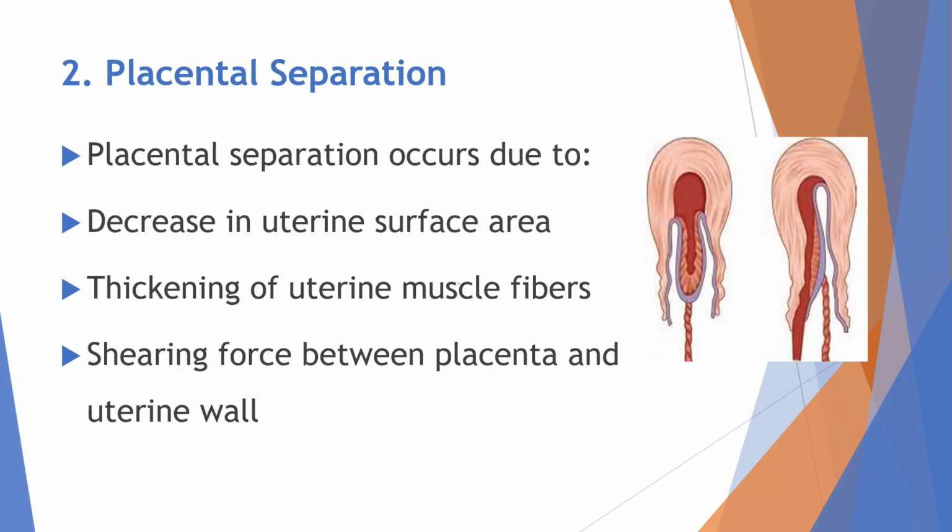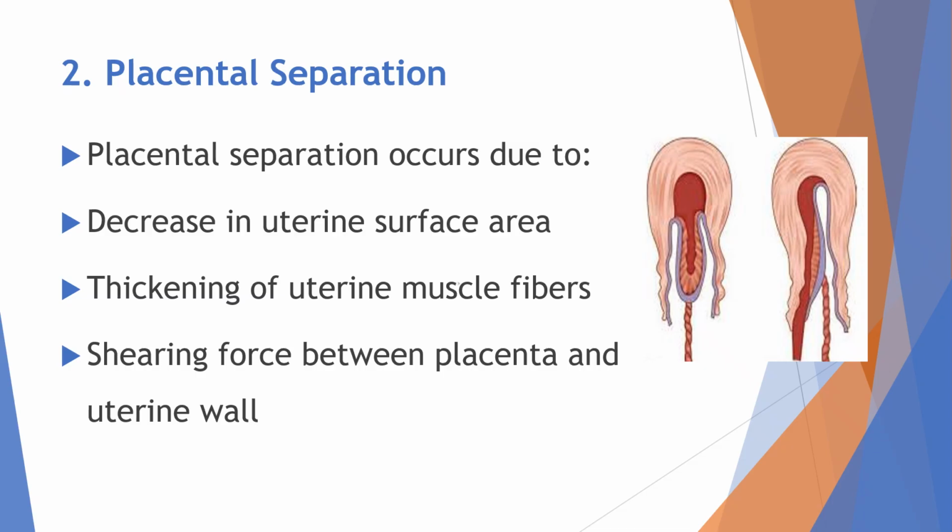Now let us talk about placental separation, which is the next important event in the third stage of labor. After the baby is born, the uterus becomes smaller because of strong contractions and retraction. As the uterus shrinks, the surface area of the uterine wall also decreases. Because of this reduction in surface area, the placenta, which cannot shrink like the uterus, starts to peel away from the uterine wall.